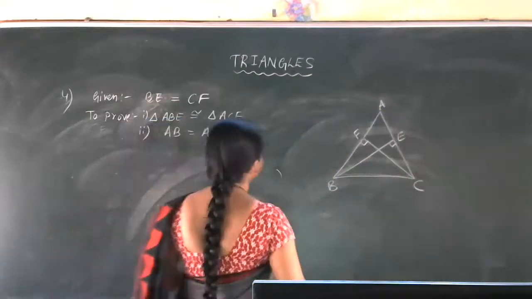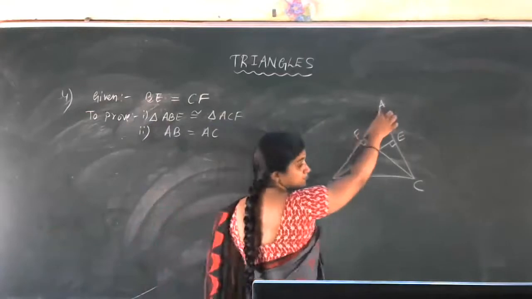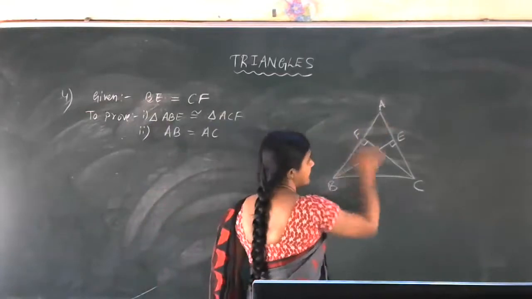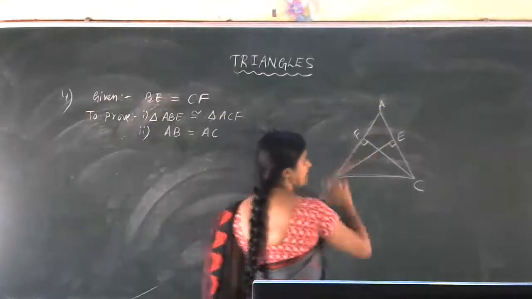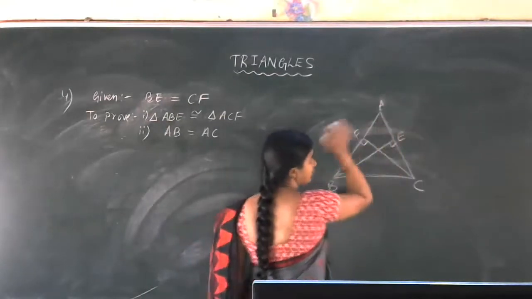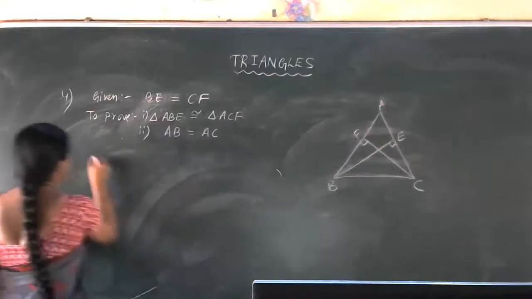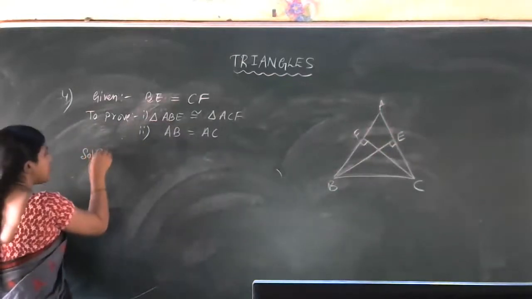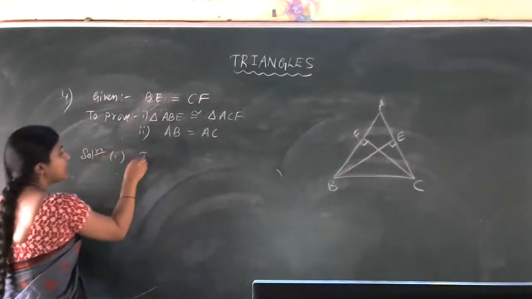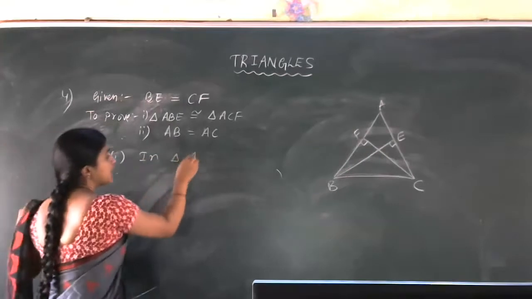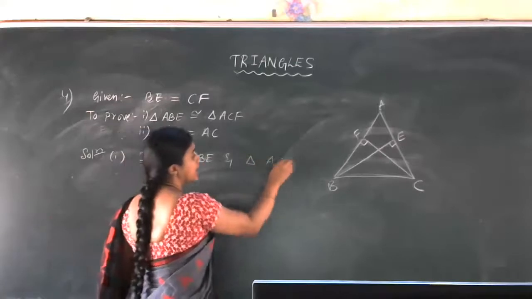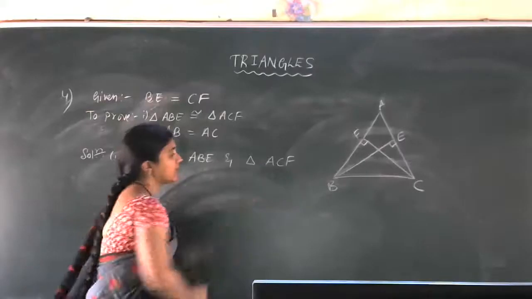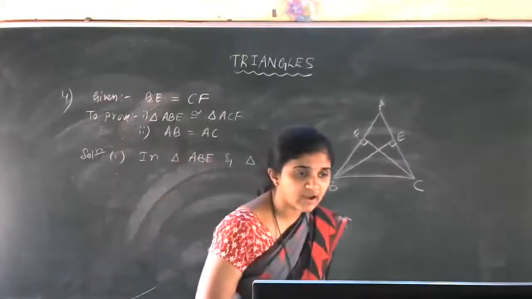ABE is congruent to ACF. Same to same triangle. ABE and ACF, we have to prove the congruency. Okay. Let us start the solution part now. First one, in triangle ABE and in triangle ACF.